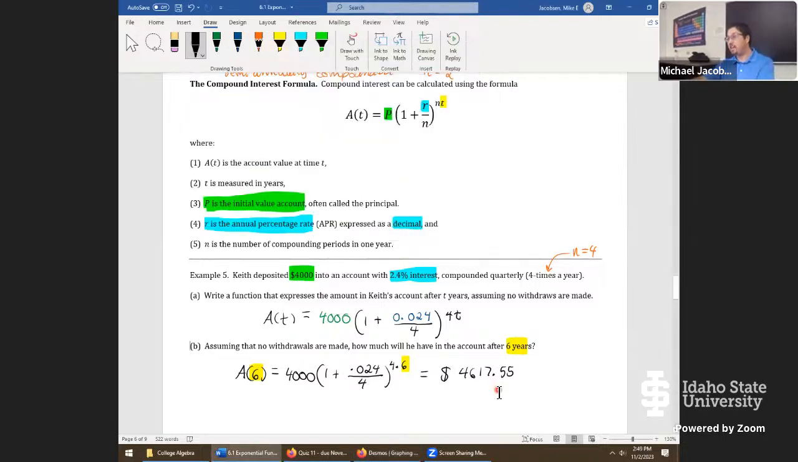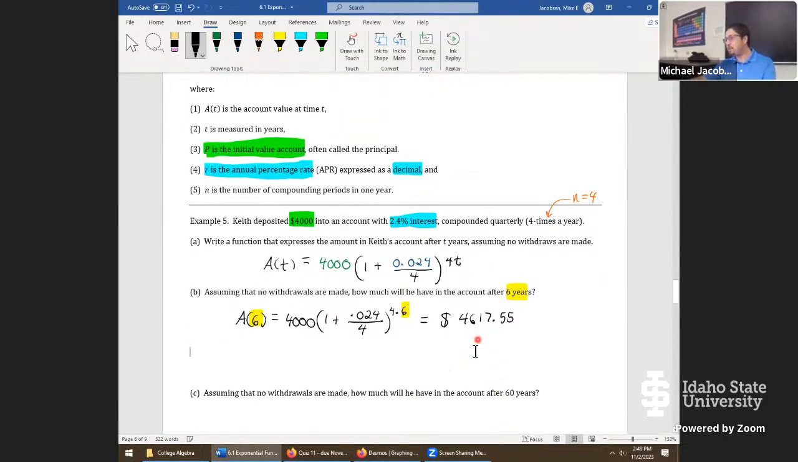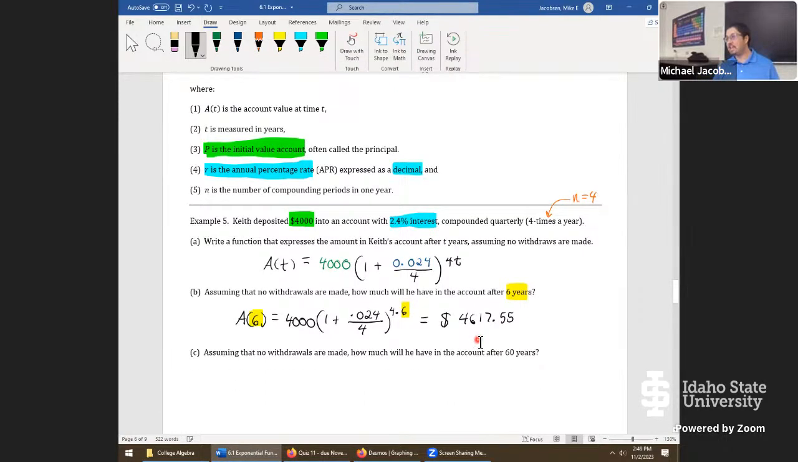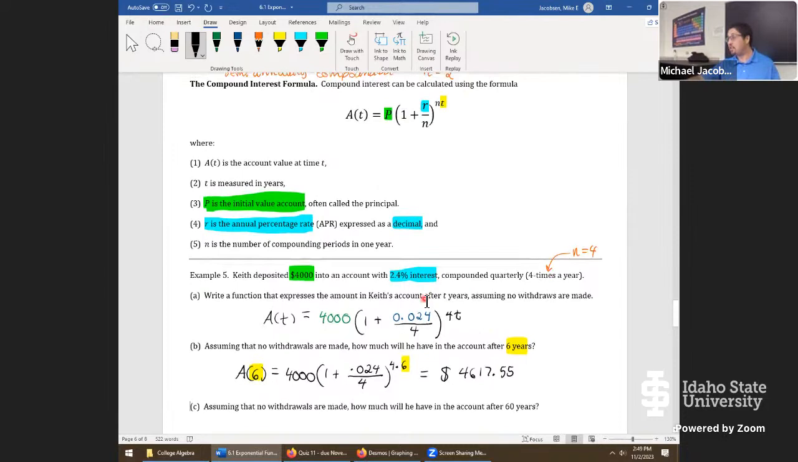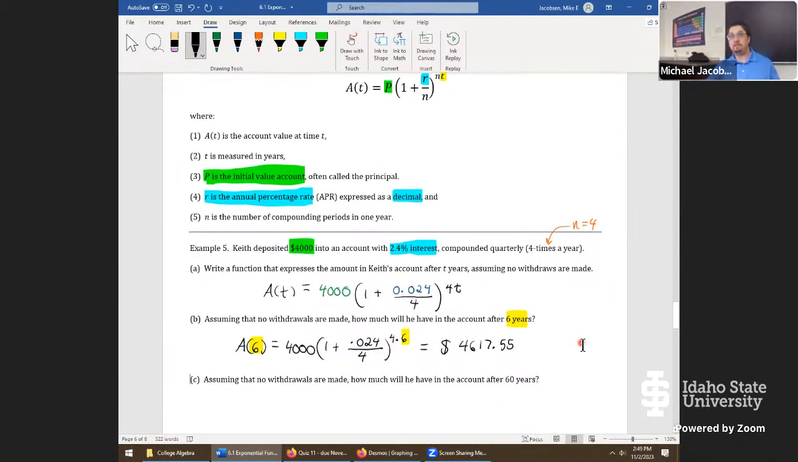So we're getting that amount there. And then that's pretty much the whole question. Part C is just asking a related question. How about after 60 years? The interest rate is, again, pretty low on this, so we didn't get anything amazing after 6 years. This is actually losing value due to inflation being higher than the amount of interest he's earning. But if Keith forgot about this account, maybe developed dementia or something like that, after 60 years, we'll be able to find out how much money's left there.